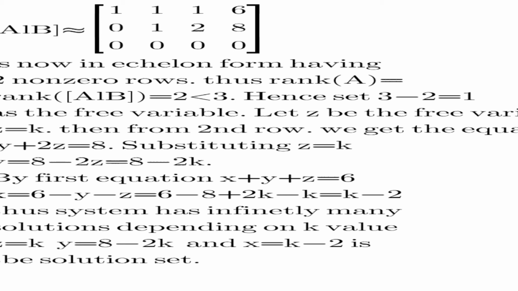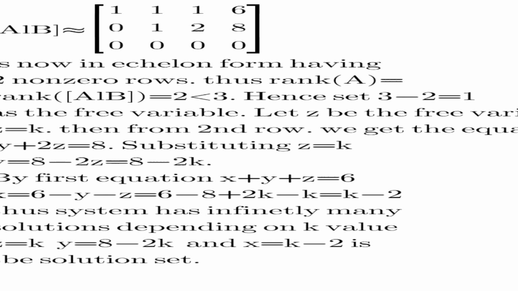Then from the second row we get the reduced equation, that is y plus 2z is equal to 8. You may note that the elements in the second column are coefficients of y, the elements in the third column are coefficients of z, and the last column is the constant or RHS. So from the second row we can write the equation as y plus 2z is equal to 8. From this we can write y is equal to 8 minus 2z, or this is equal to 8 minus 2k, as z is equal to k.